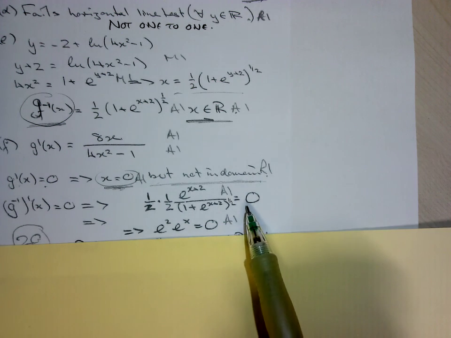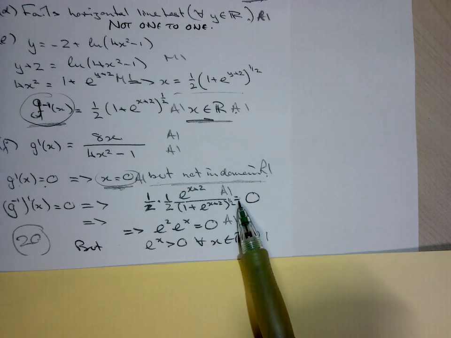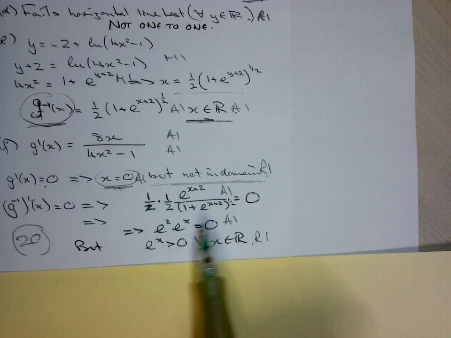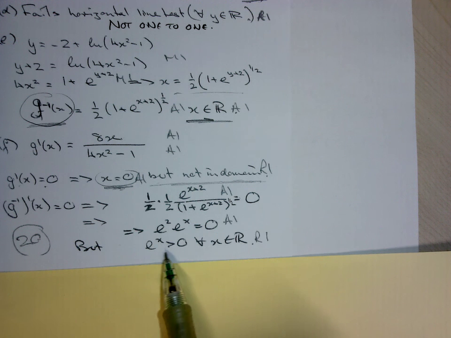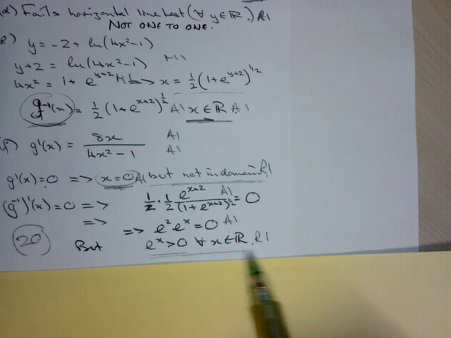It asks me to show there are no results for it to be 0, so put it to 0. What do I need? For a fraction to be 0, I need the top to be 0. Well, this is not true in this case. e^x is always positive, greater than 0, so there are no solutions.